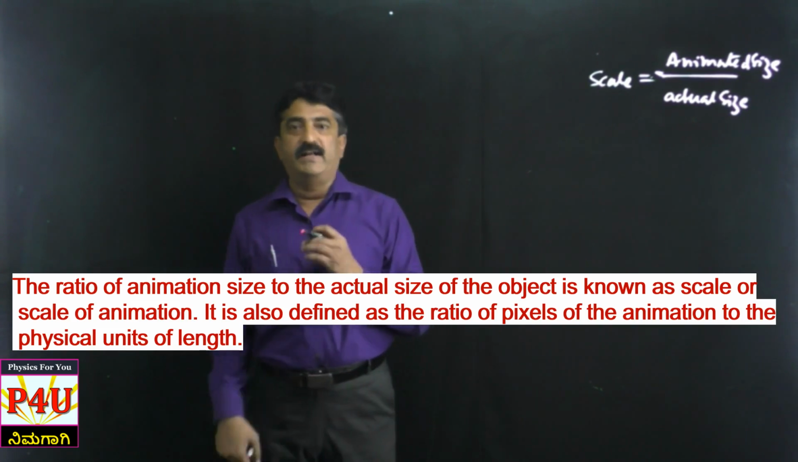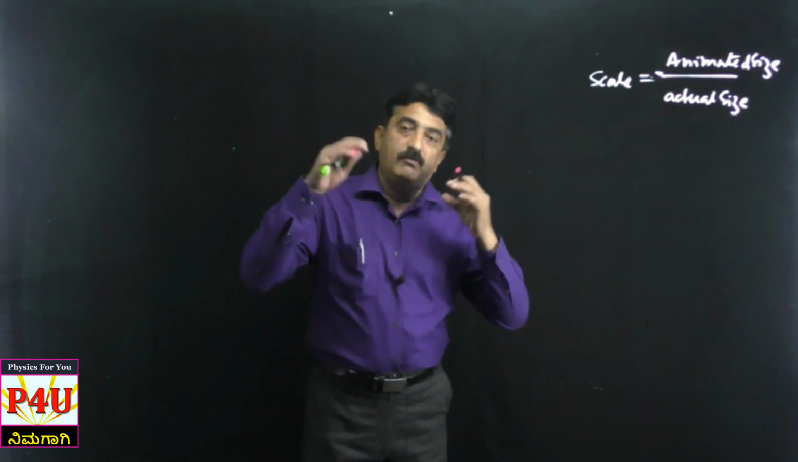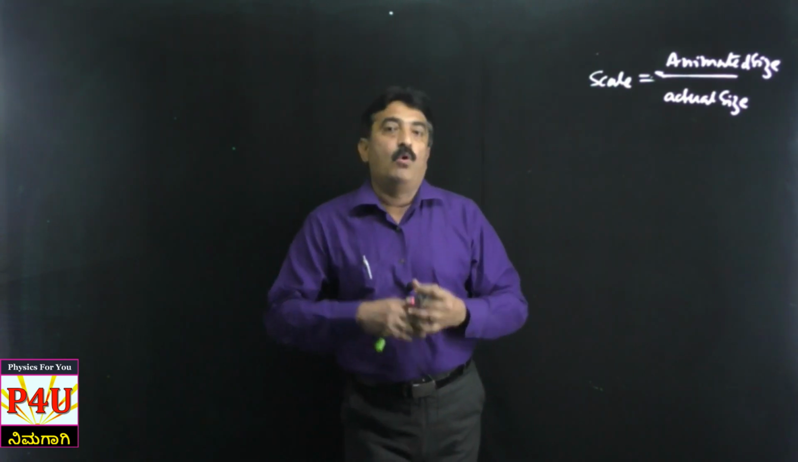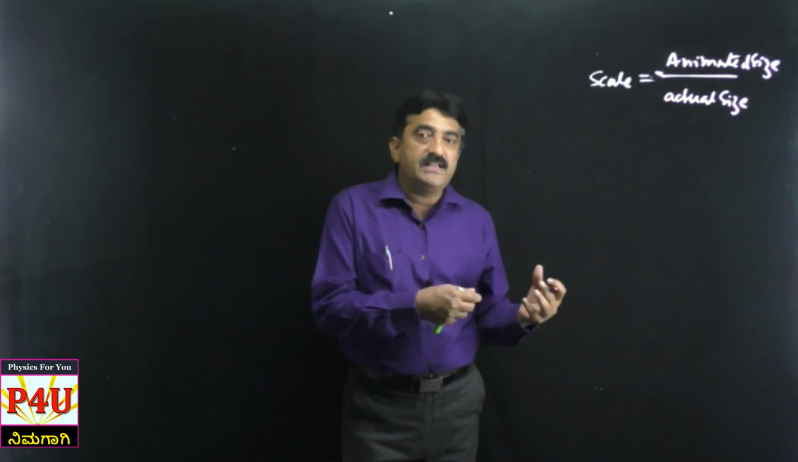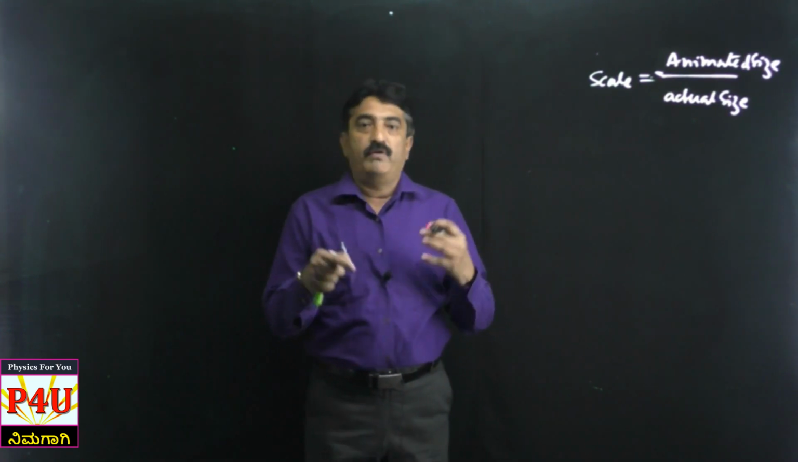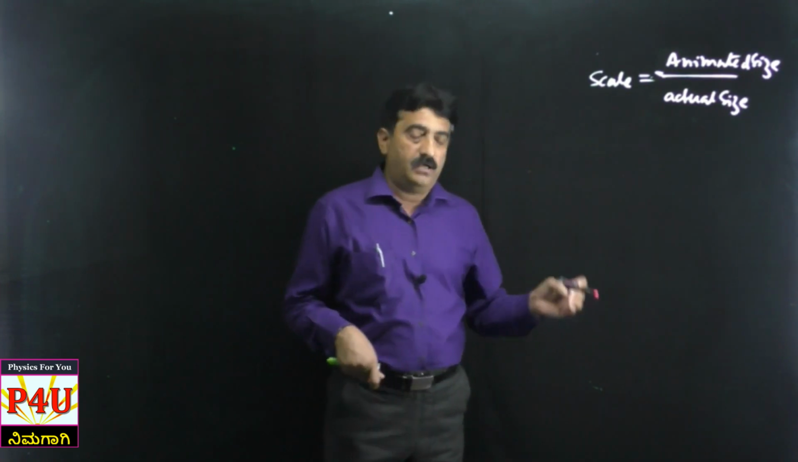I gave that cat and kitten example in the previous video. So you have to animate properly so that there will be proportionate variations. Volume decides the strength, the weight of the body, and the area decides the muscle strength of the body. So while animating, one has to take all these factors into account.